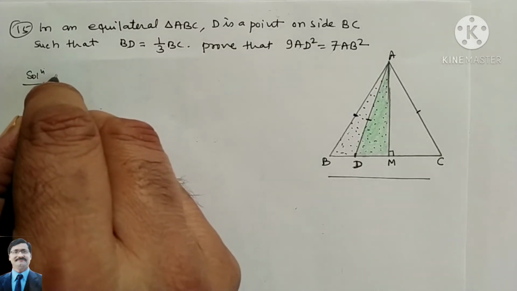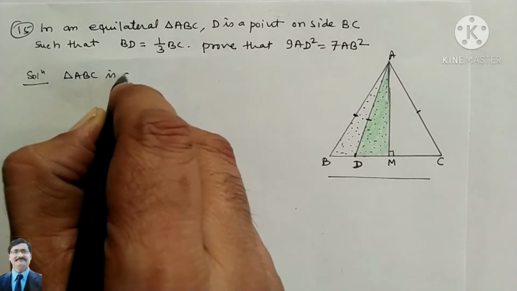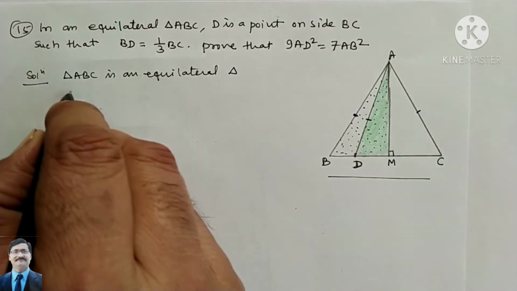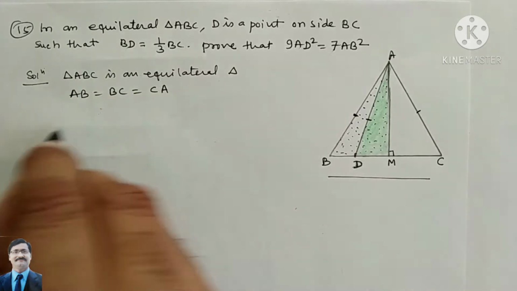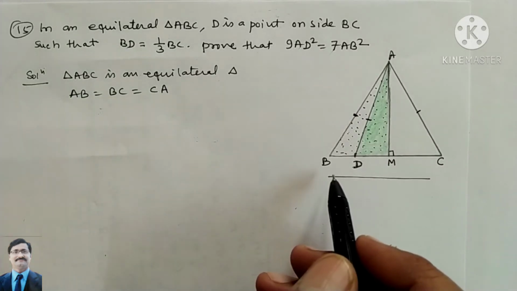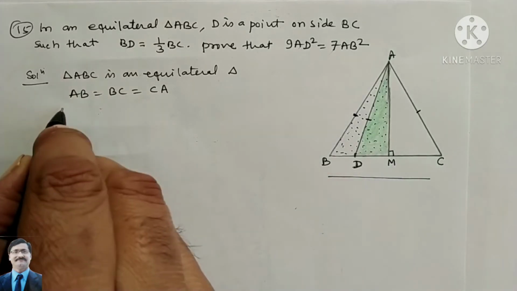First we have to write here that triangle ABC is an equilateral triangle. So we can write here AB equal to BC equal to CA. All these three sides are equal. Now look here, first here we draw a perpendicular.